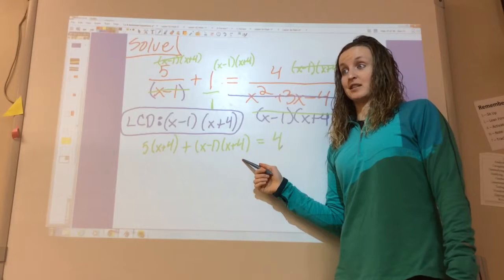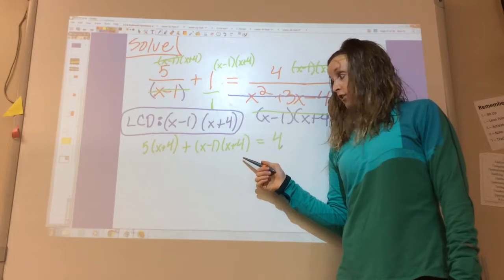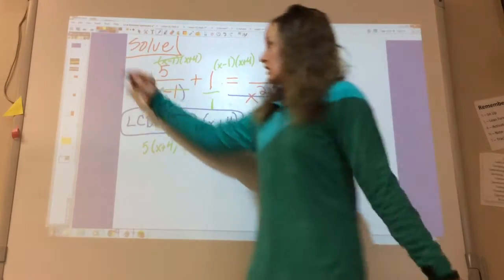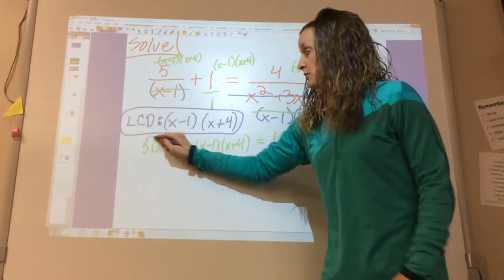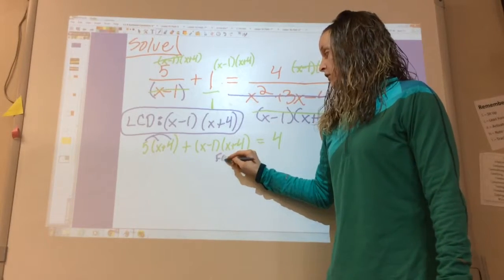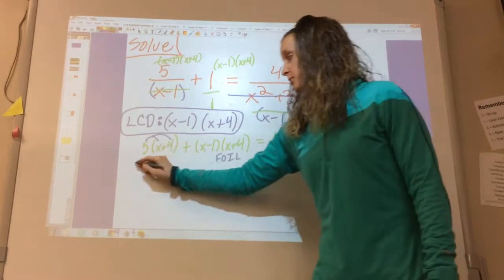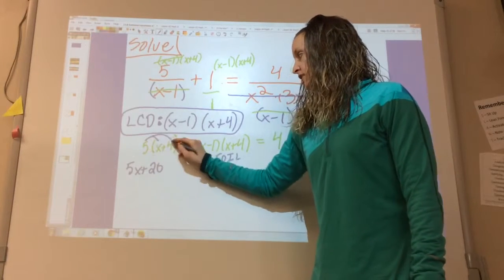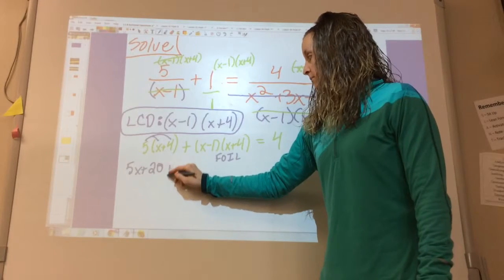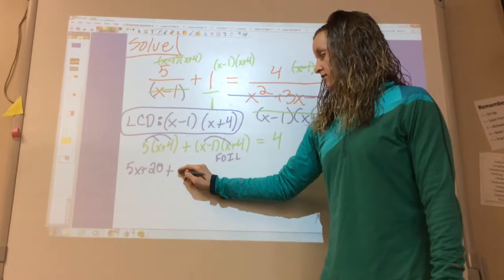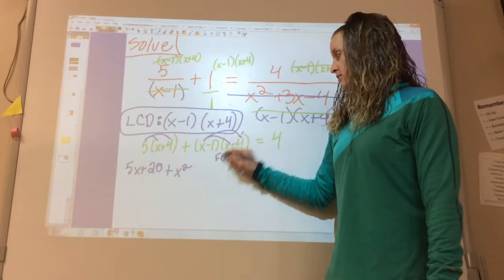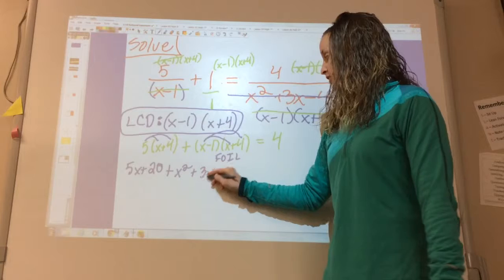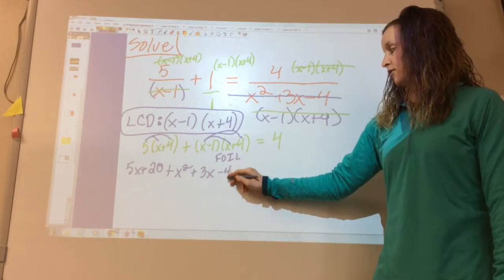Now, have you gotten problems like this before that you have to solve? Sure. What's our first step have to be now? To distribute, and yes, FOIL. When we distribute, we're going to get 5x plus what? 20. Very good, because that's 5 times x and 5 times 4. Plus x times x, x squared. X times 4, plus 4x minus 1x. So very good. You have plus 3x minus 4.